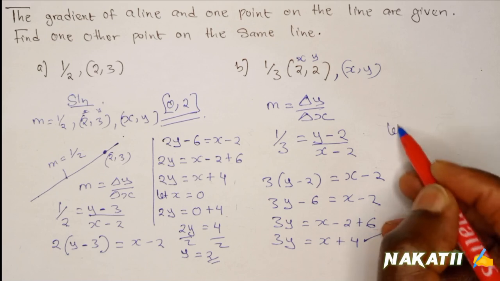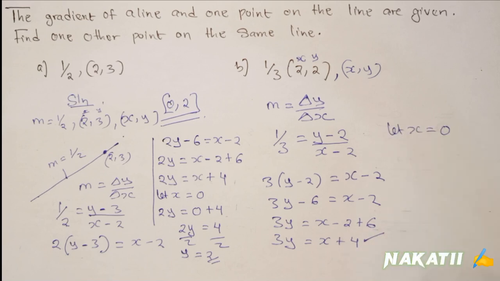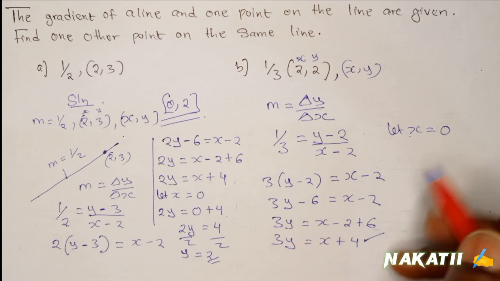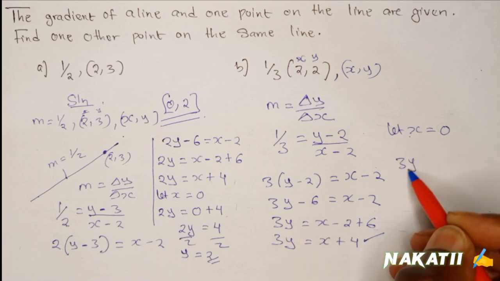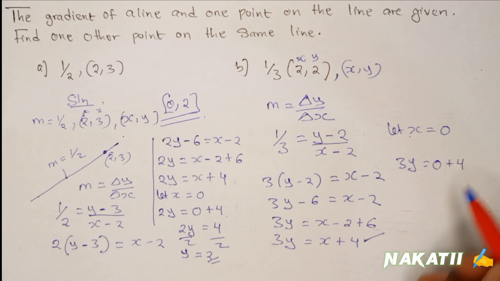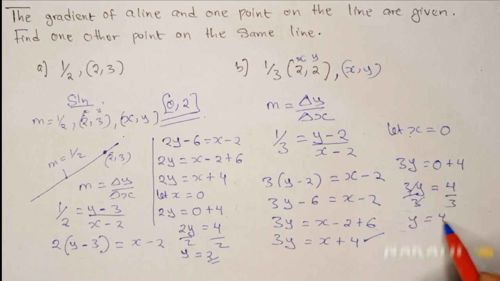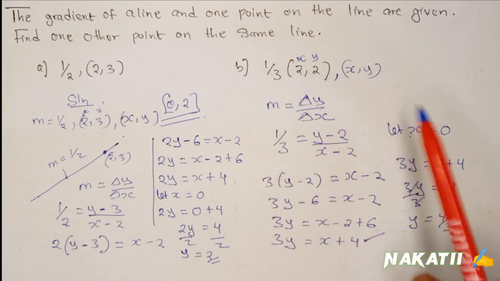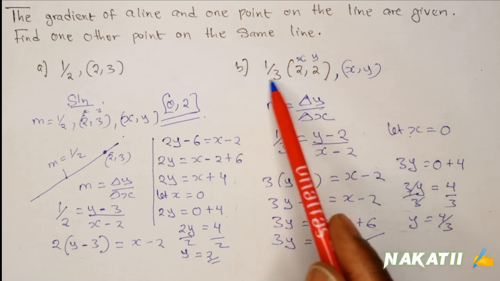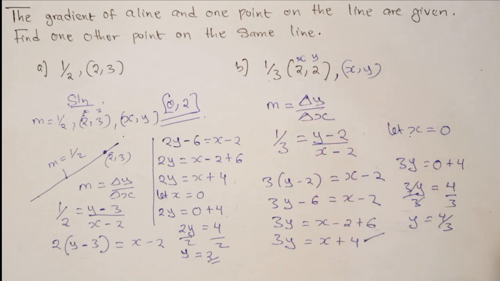You can just say let x be equal to 0. Then substitute this value of x here to get another point that is passing through that line. So you're going to have 3y is equal to 0 plus 4, so you'll have 3y is equal to 4. You divide by 3, you divide by 3. So y will be equal to 4 over 3. So another point that is passing through this line, which has this gradient and is passing through this point, will be when x is 0, y is 4 over 3, and this is the other point.